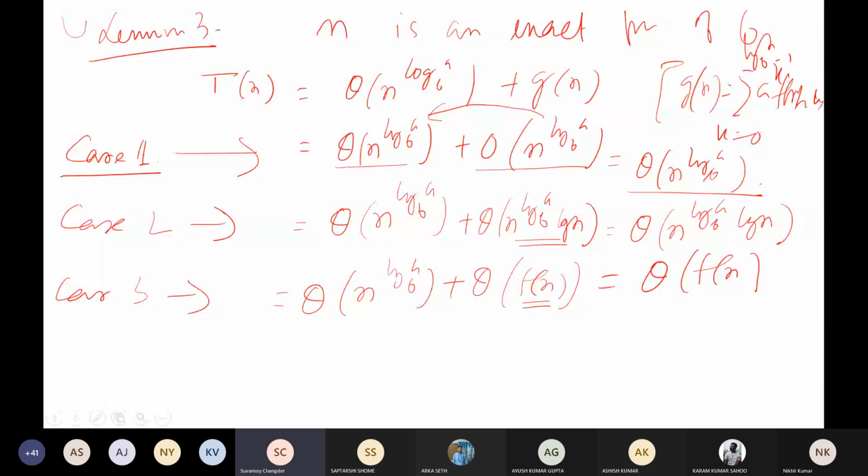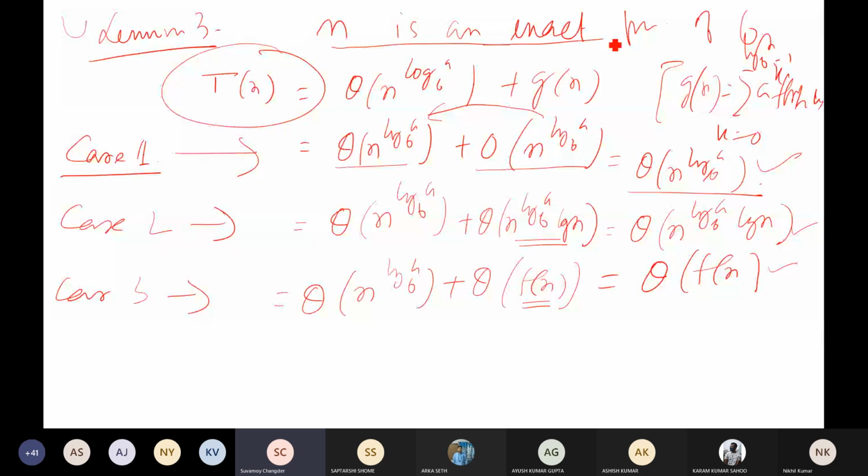So now check. The master theorem was that T of n can be bounded as theta of n to the power log a base b for case 1, theta of n to the power log a base b log n for case 2, and theta of f of n for case 3. So we have proved the master theorem for n as an exact power of b.